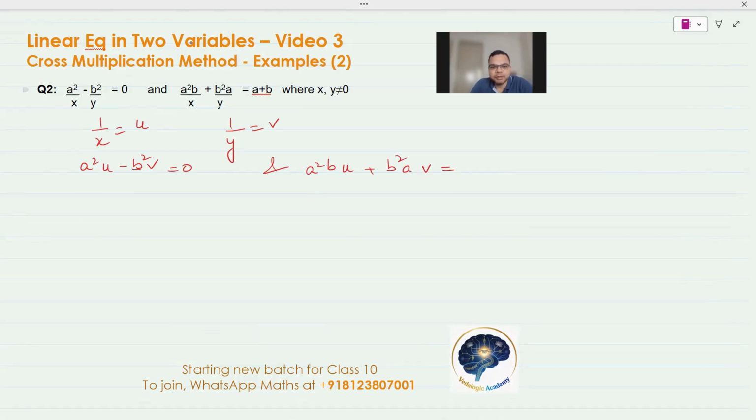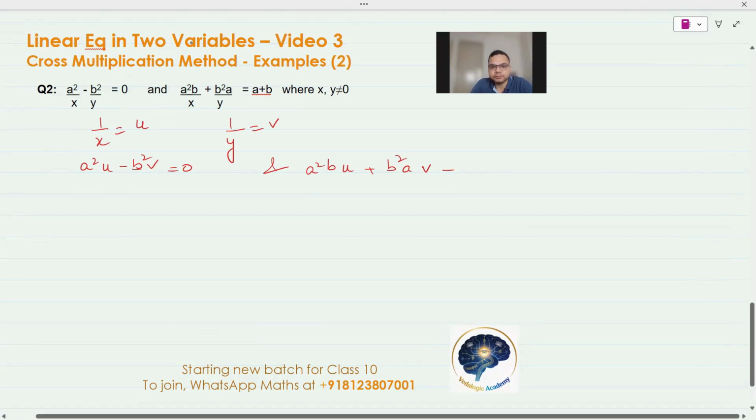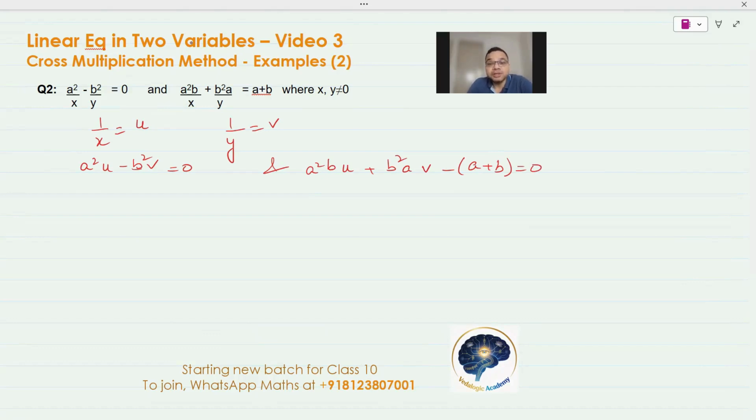Let me bring a plus b to the left hand side only, minus of a plus b equals 0. So now the equation is in terms of u and v. Once we find u and v, we can find x and y also. So the equation has changed a bit, and we have to find u and v first.